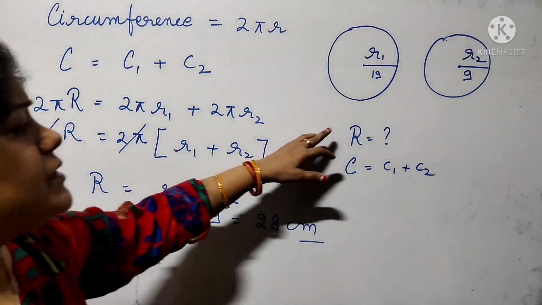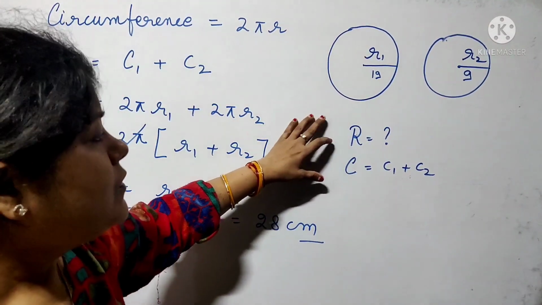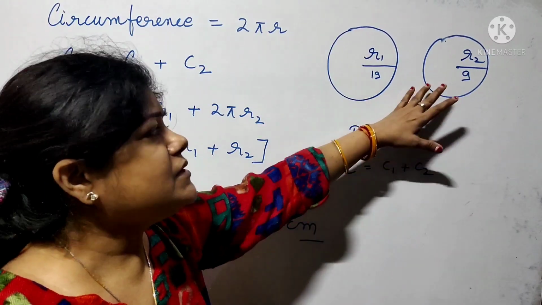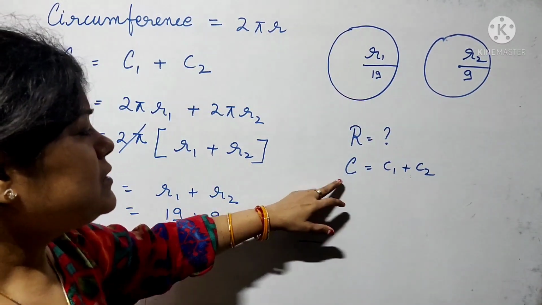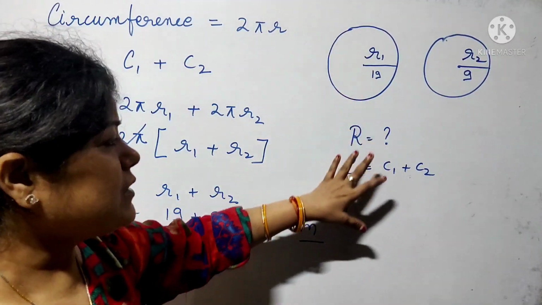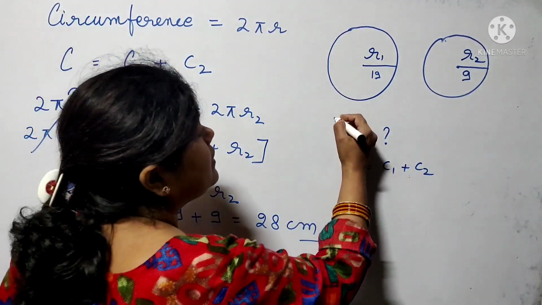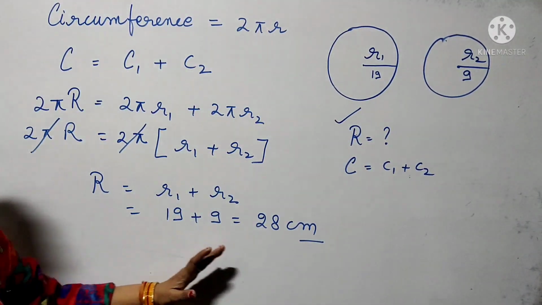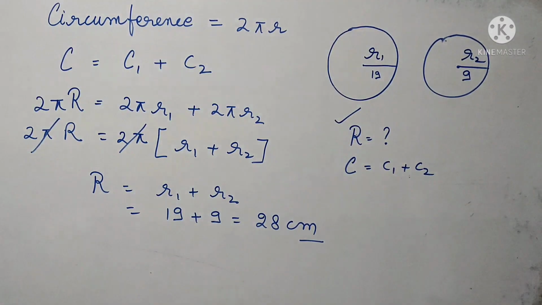So that is the radius of the circle which is formed by adding the circumferences of the two circles. The new circumference is equal to the sum of the two circumferences of the circles, and we have to find the radius for that circumference, which we can easily find out in a very simple way. So this is question number 1 of your textbook, exercise number 12.1.